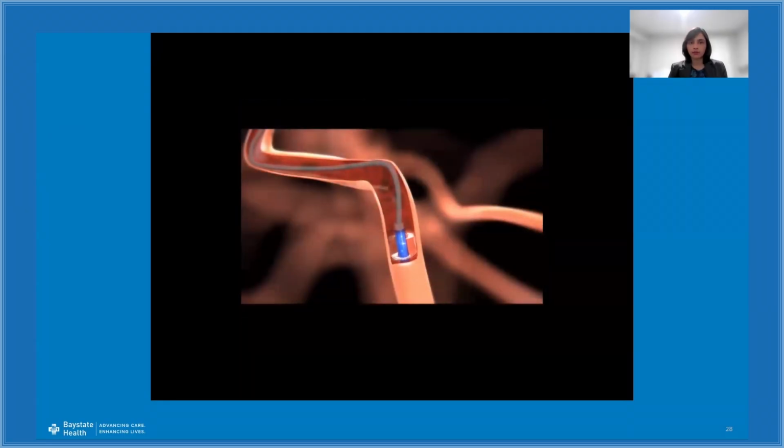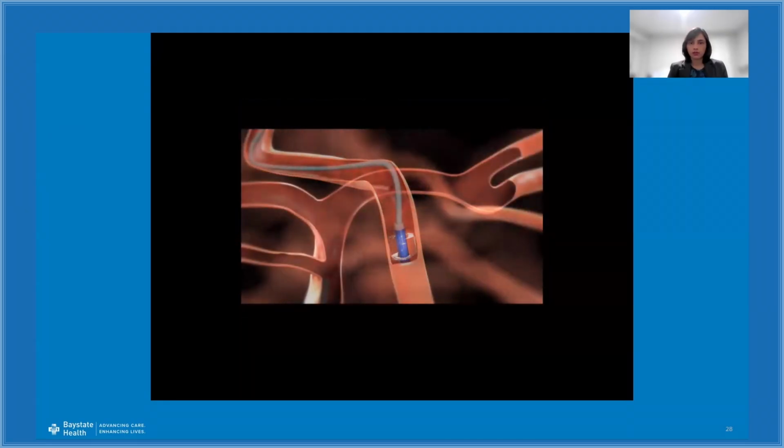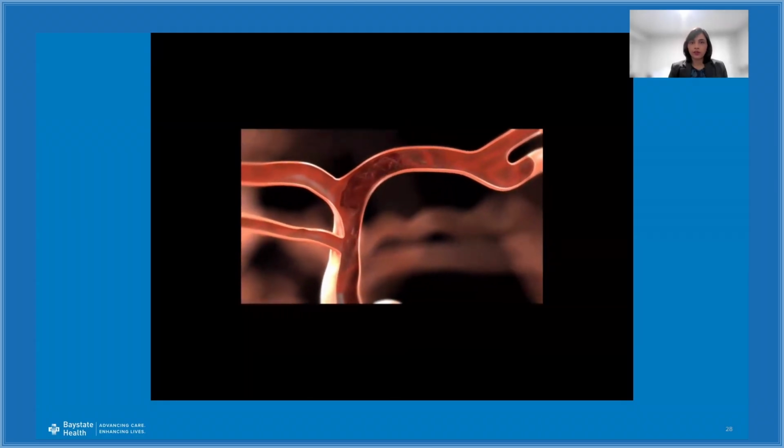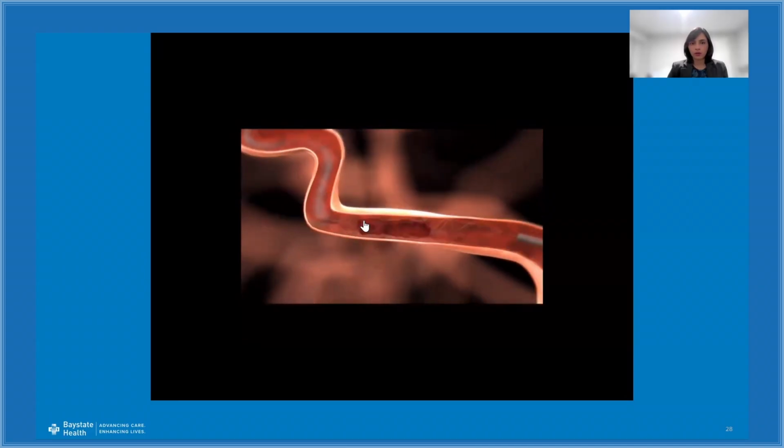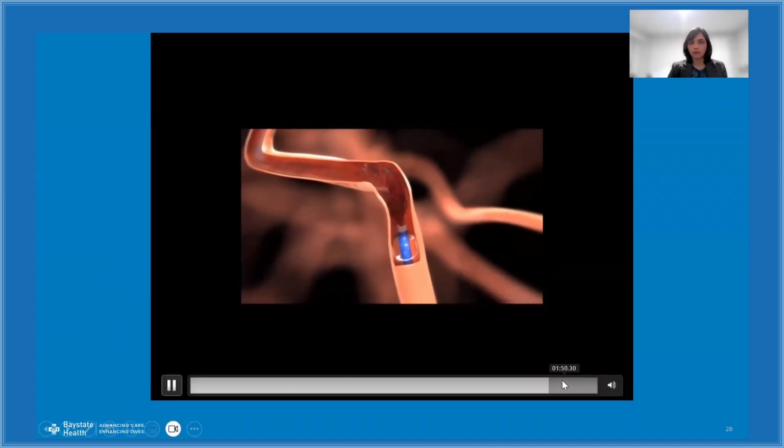To retrieve the thrombus, inflate the balloon on the guide catheter to occlude the vessel, and then we retrieve it by pulling it out of the blood vessel and out of the patient's body, while applying aspiration to the guide catheter.